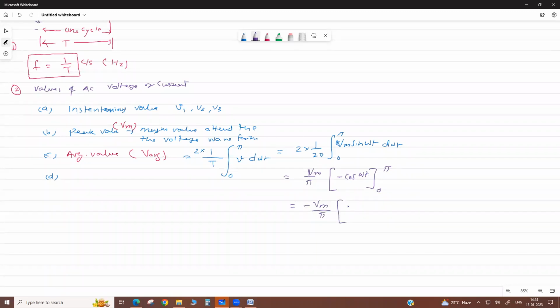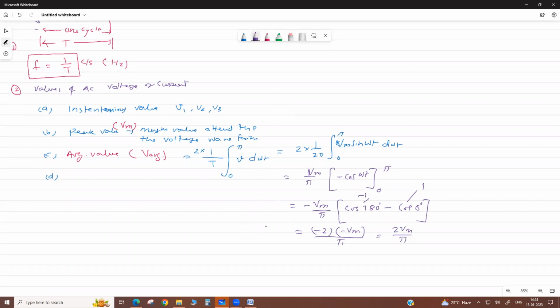Now you know upper limit minus lower limit means cos pi, that is 180 degrees, minus lower limit. You know cos 0 is 1, cos 180 is minus 1. So this is minus 1 minus 1, that is minus 2, into minus Vm by pi. So it comes 2 Vm by pi. Okay. This is the average value of AC sinusoidal voltage.